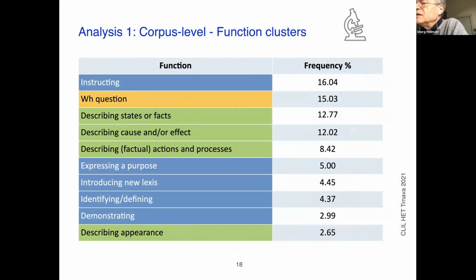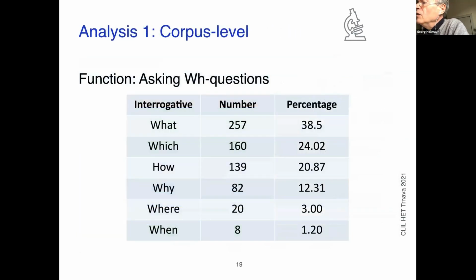Now, we would expect that this is the case, of course, because guiding questions, WH questions, are necessary in teaching and are often used. On the next slide, what you can see is what kind of interrogatives were being used. We have identified 6 interrogatives in our corpus. If you look at this more closely, you will see that one very prominent interrogative is missing, and that's the interrogative who. So it's only what, which, how, why, where, and when. And what is the most important one, and which comes second.